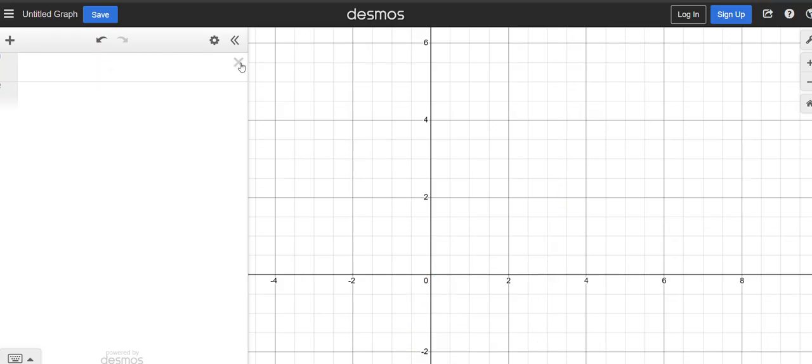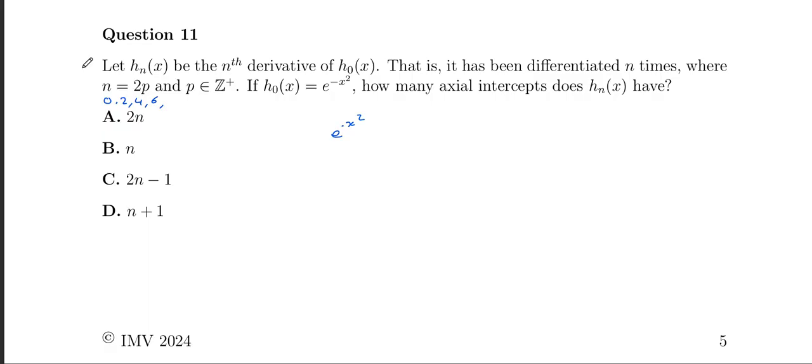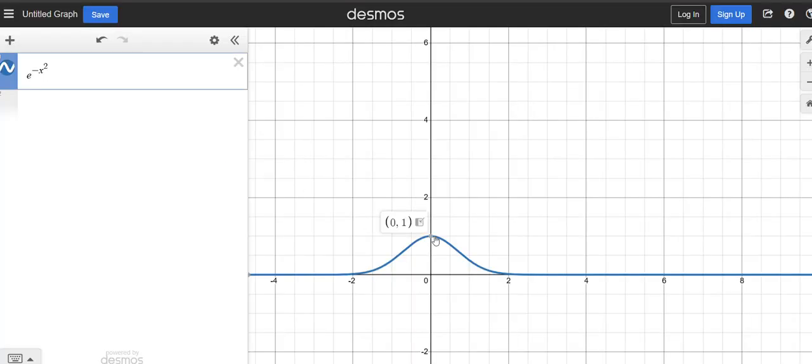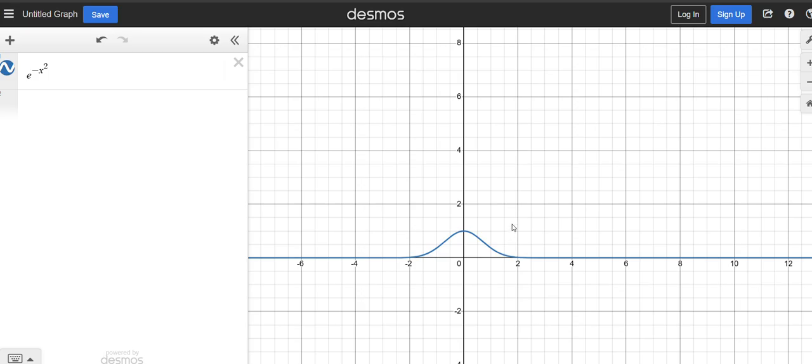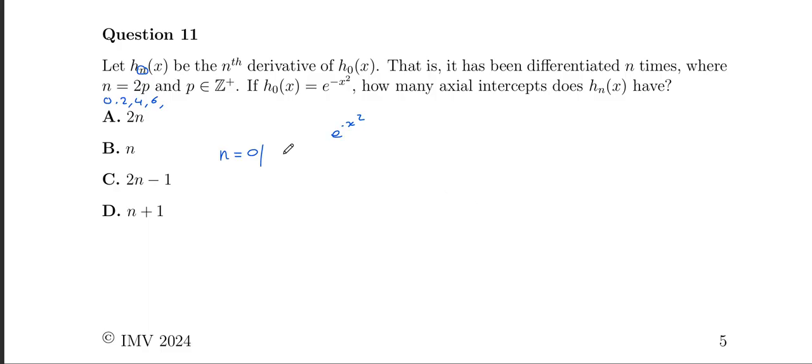All right, so to do this, let's graph e to the negative x squared. So as you can see, when n is equal to 0, we have exactly 1 axial intercept, which is namely the y-intercept at (0, 1). So, 1 intercept. And then when we substitute 0 into all of these, this one's going to give us 0, this one's going to give us 0, this one's going to give us negative 1, and this is the only one that will actually give us 1. So just straight from literally the first iteration, we already know that the answer has to be D.